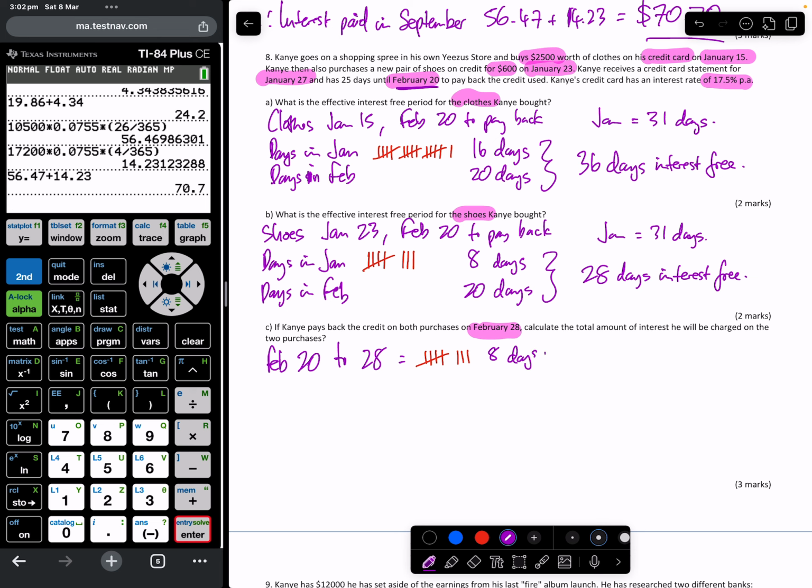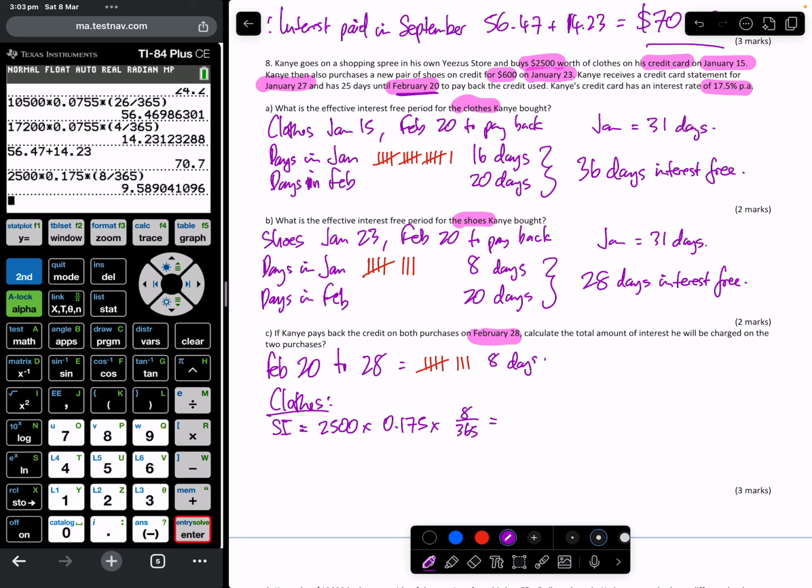So clothes. SI equals, how much were the clothes worth? 2,500 times the interest rate as a decimal, 0.175, times the number of days overdue from the interest-free period, 8 over 365. So 2,500 times 0.175 times 8 divided by 365 equals $9.59 to 2 decimal points.